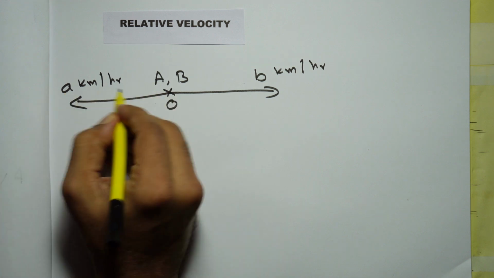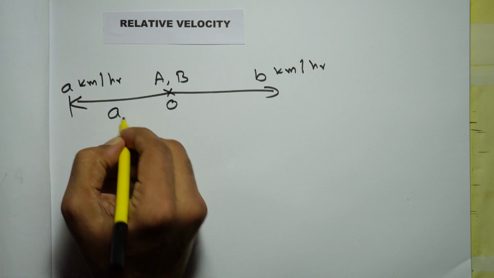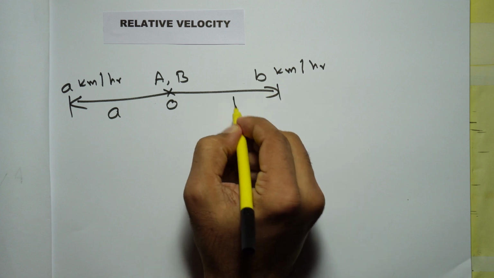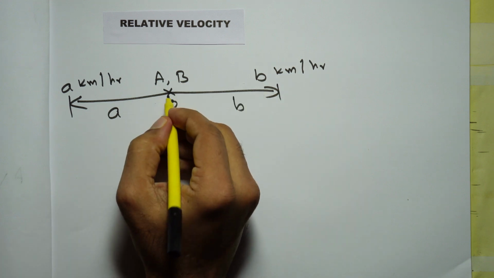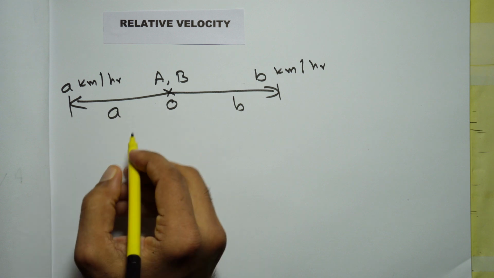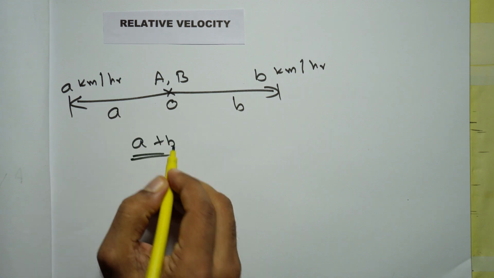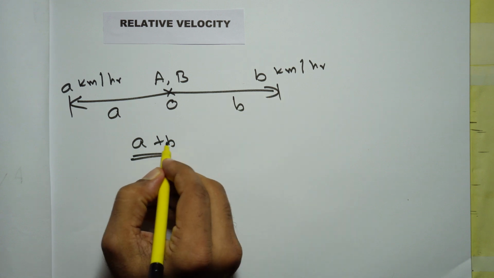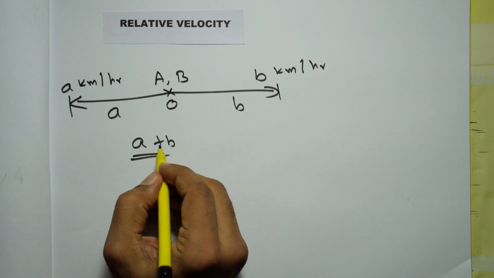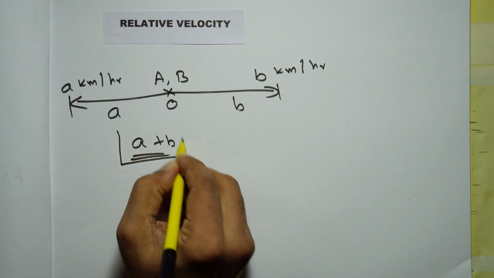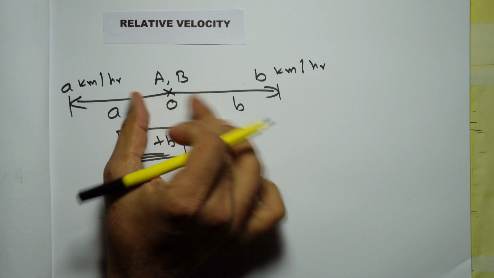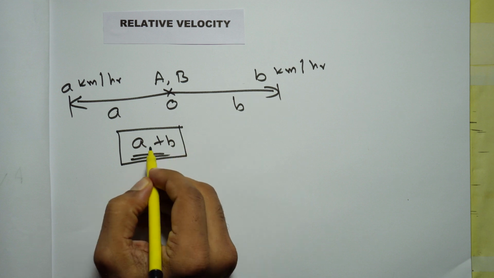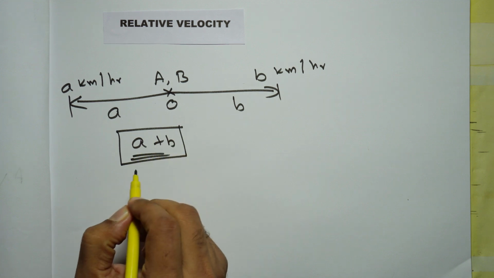A speed is A kilometers per hour, so in 1 hour A will do A kilometers. And B speed is B kilometers per hour, so in 1 hour B will do B. Initially they are both here, so distance is 0. So after 1 hour the distance will now become A plus B. That is why relative velocity in this case is A plus B kilometers per hour. They are getting separated by A plus B kilometers per hour, or generally distance between them is changing by A plus B kilometers every hour.